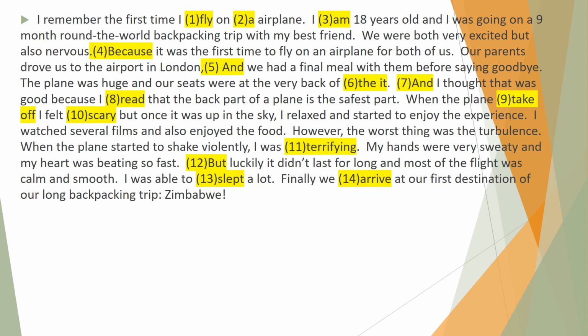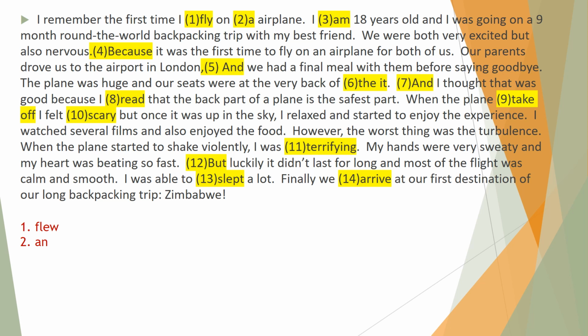Right, so here we go. Here are your 14 mistakes. These are related to the common mistakes that I talked about in the last video. Let's go through each one and I will show you the correct answer. So, at the beginning, I remember the first time I fly on an airplane. So fly needs to be past tense. Flew. I remember, it's a memory, so it should be past tense. I remember the first time I flew, and then look at number 2. Is that the correct article? No. The noun begins with a vowel, so you have to use an. I remember the first time I flew on an airplane.